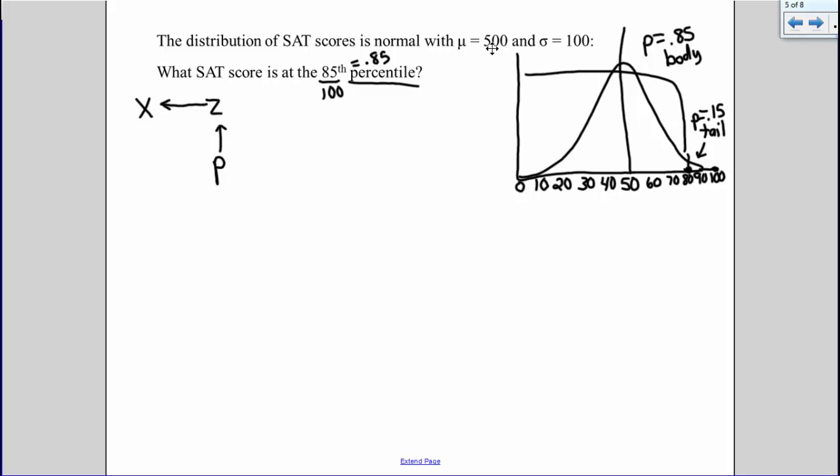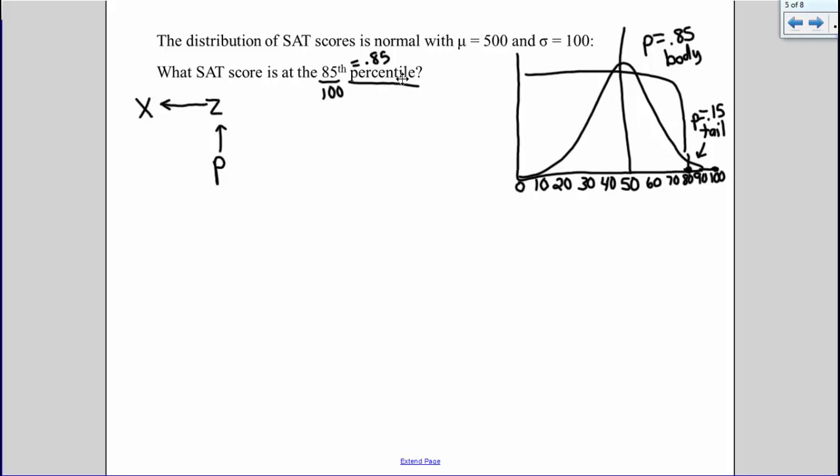Now, there's some shortcuts to drawing the picture, although I encourage you to draw it out. First of all, you know you're looking in the body if you're looking at the 85th percentile, because you're never going to have a p-value in the tail that's 0.85, right? Think about it. This entire graph represents a p-value of 1 or 100%, right? 100% of the scores, or probability of 1 of selecting any given score.